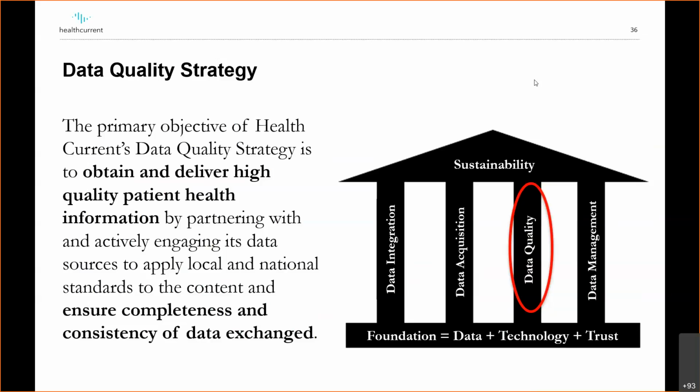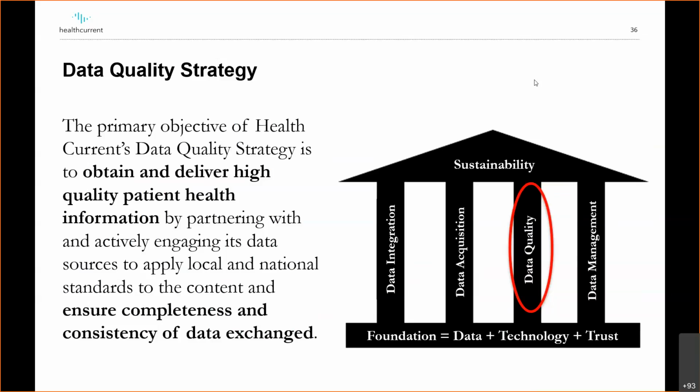So we really have to get this high quality patient health information. We really need to partner with and actively engage with you all as our data sources so that we can apply local and national standards to the data that's flowing in and ensure the completeness and consistency of the data that's being exchanged. So that's just a precursor as to why we're doing this.